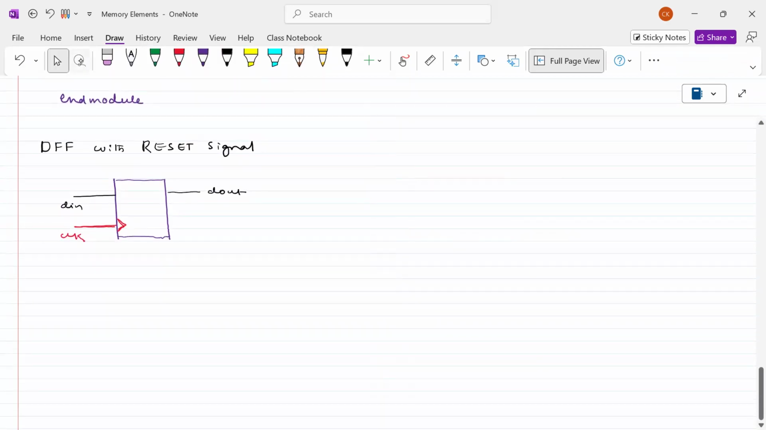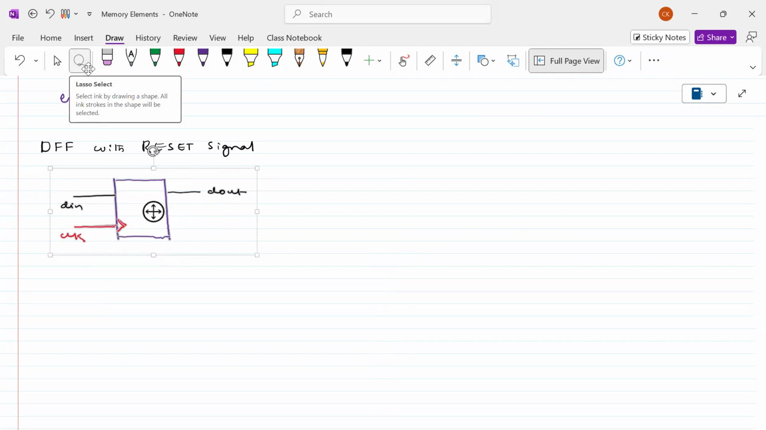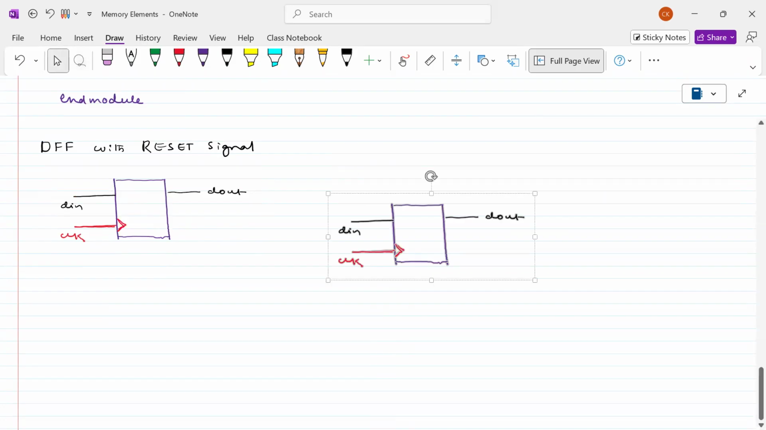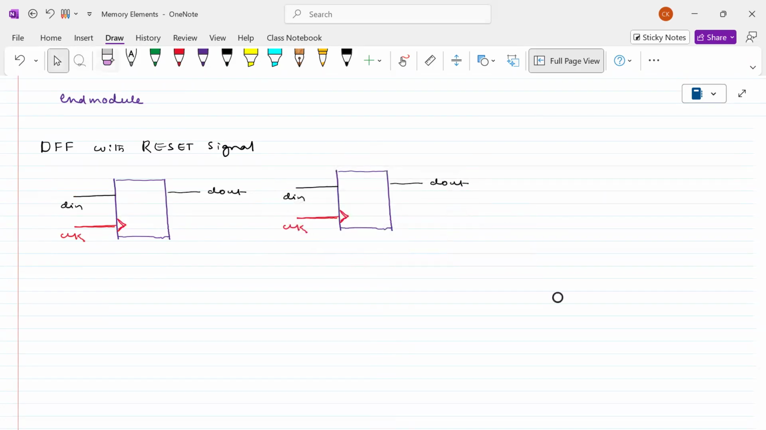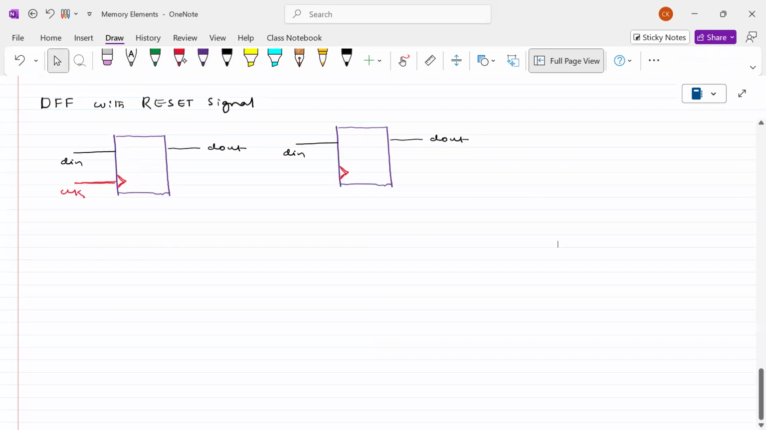If it is a negative edge, then instead of writing the clock in this way, use the bubble there, and then write a signal here. This is the clock signal. Always remember that one. Based on the edge only we can say that's a clock signal, and based on the edge only we can say it is a flip-flop or latch.